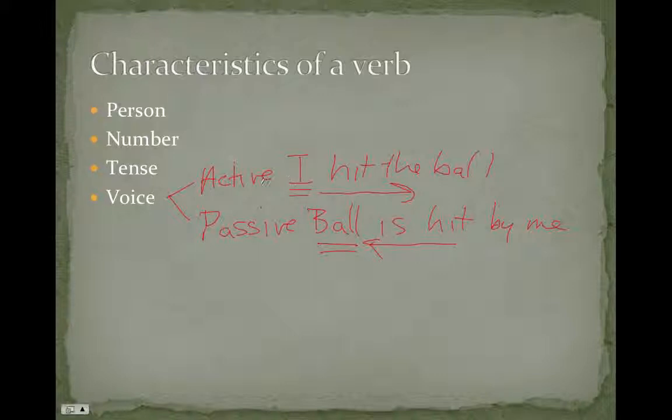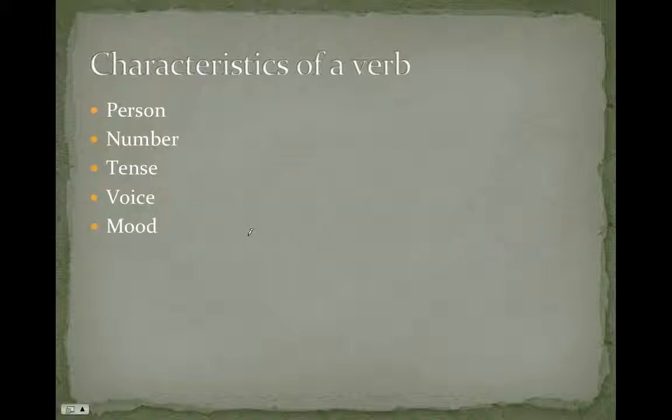So the difference there is that in the active, the subject is doing the action, and in the passive, the subject is having the action done to it. And then Latin verbs have what's called mood, and English has these too, and there are three main moods. There are three moods in Latin.